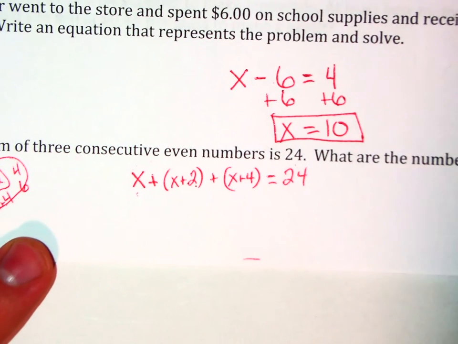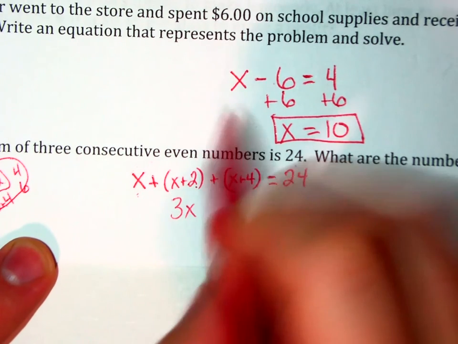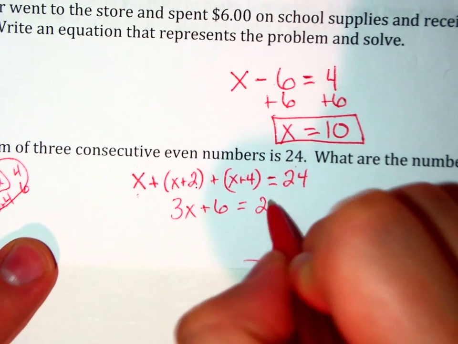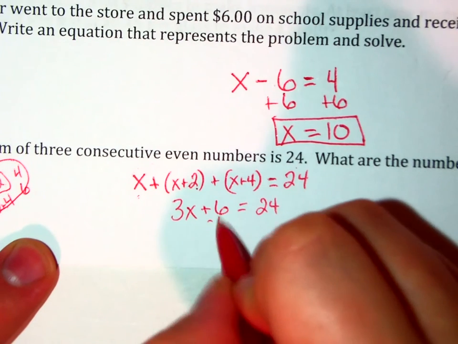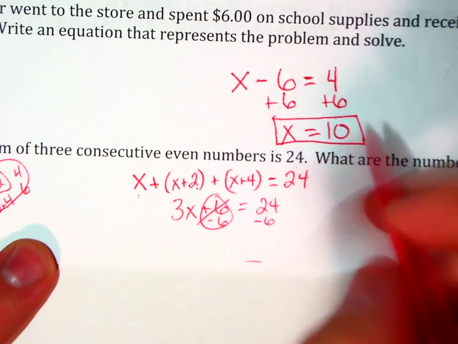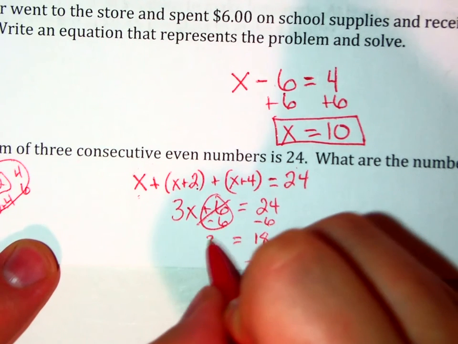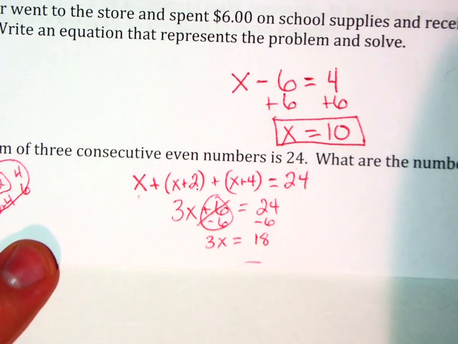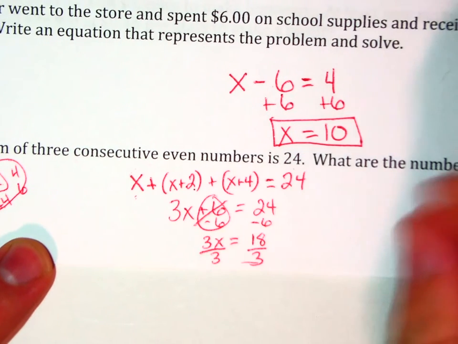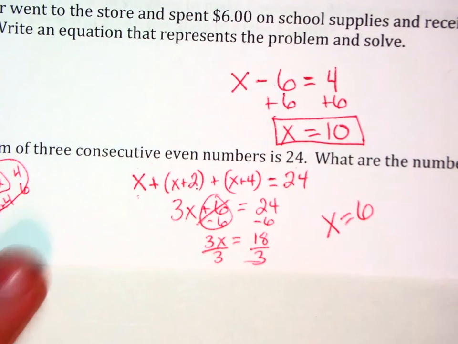And so now we can simply combine like terms. x plus x plus x is 3x. 2 plus 4 is 6. That equals 24. Subtract 6 from both sides. So positive 6 and negative 6 is 0. 24 minus 6 is 18. Divide both sides by 3. And we conclude that x is equal to 6.